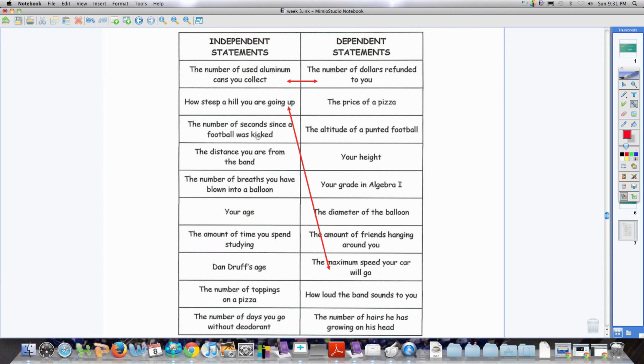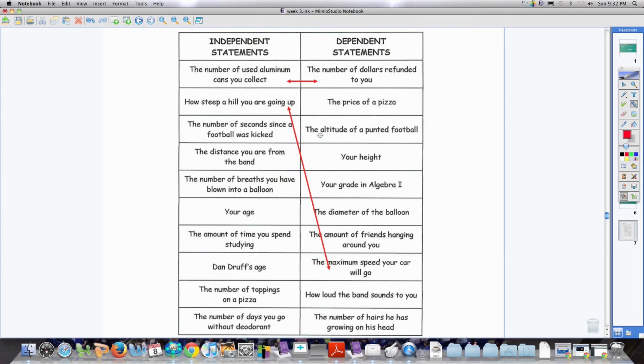All right, let's do one more example. The number of seconds since a football was kicked, and then the altitude of a punted football. I'm thinking those have to do with each other since we're talking about football and there's nothing else talking about football, so let's think about it. Independent statement: the number of seconds since a football was kicked. So the time after somebody kicks a ball. And then the dependent is the altitude of a punted football.